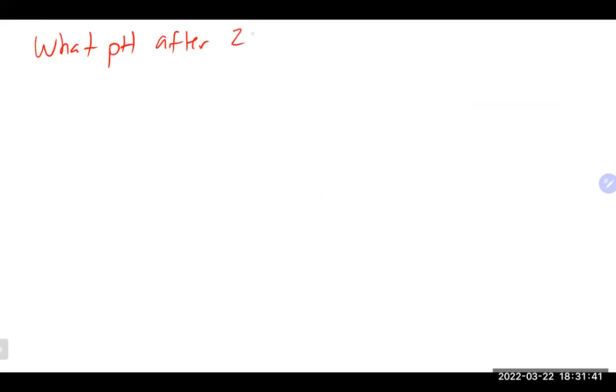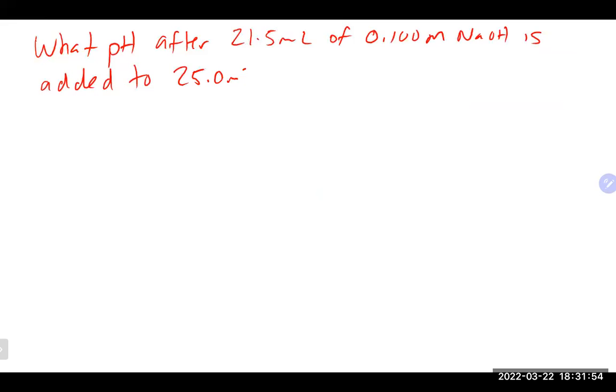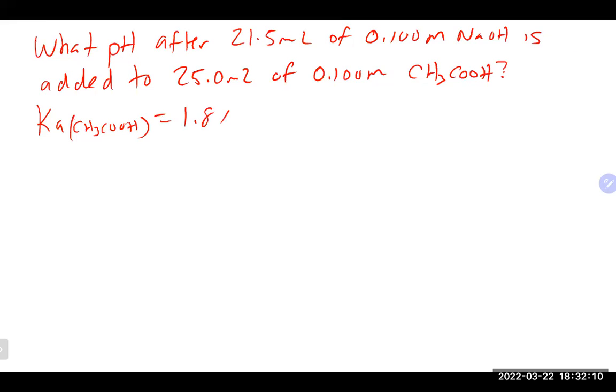Let's do 21.5 milliliters of 0.1 molar sodium hydroxide added to 25 milliliters of 0.1 molar acetic acid. The Ka value for acetic acid is 1.8 times 10 to the minus 5. Okay, let's take a look here and see how we're doing.